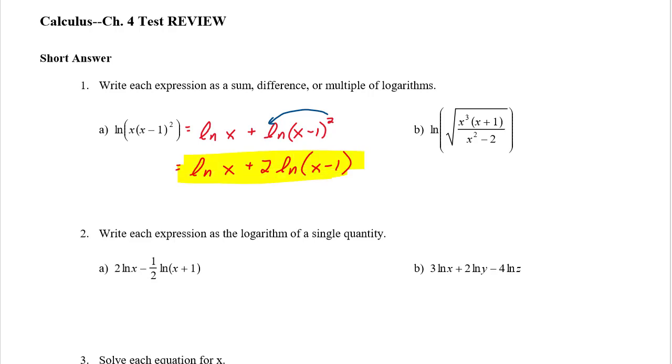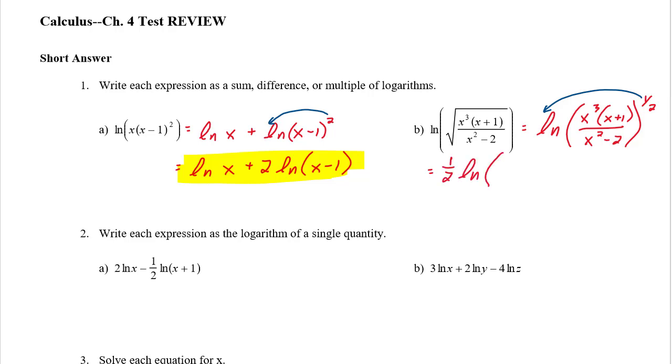For part B, look for the ability to potentially rewrite a radical. In this case I can say that the radical is the same as a 1/2 power, like so. So that 1/2 power should be able to, just like we did with the power of 2 before, I should be able to move in front as a coefficient and say that this is really a 1/2 natural log of that x cubed times x plus 1 over an x squared minus 2.